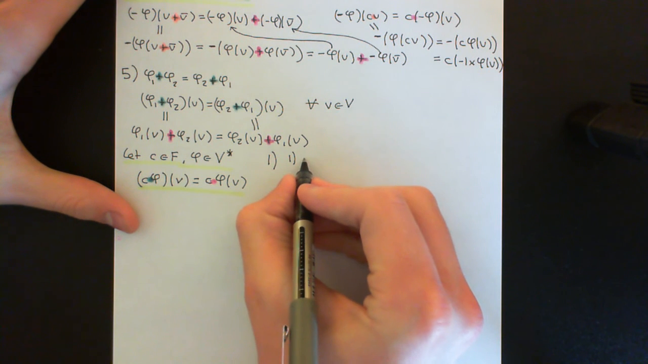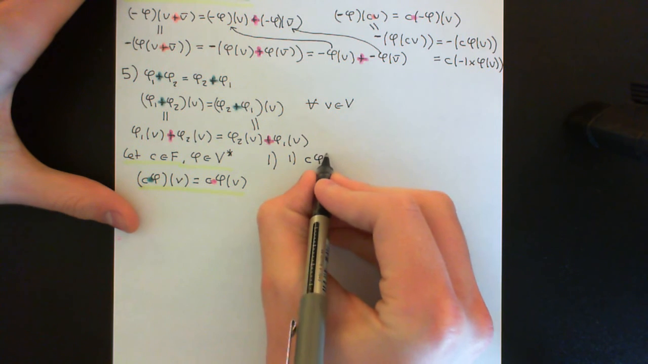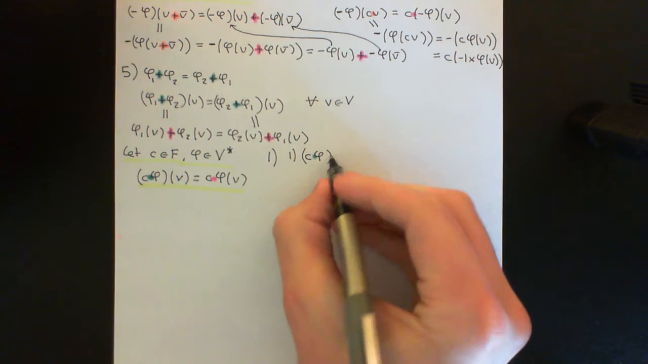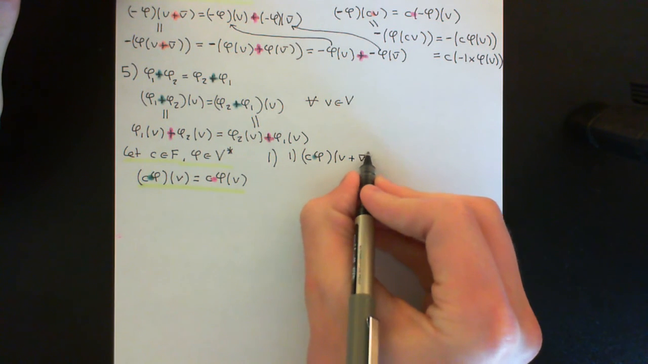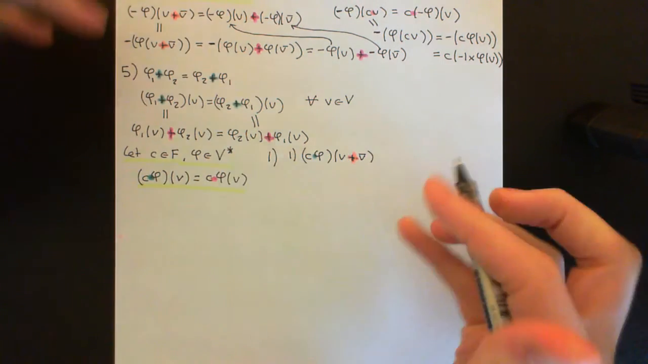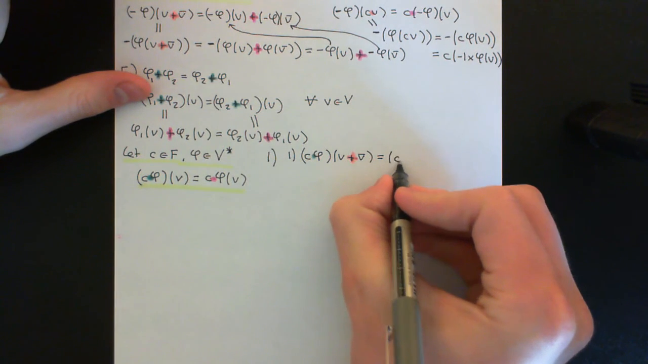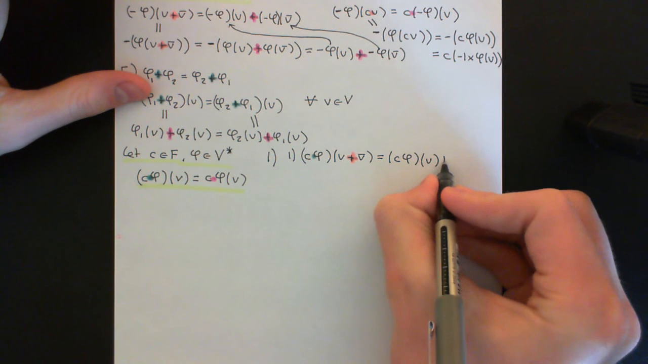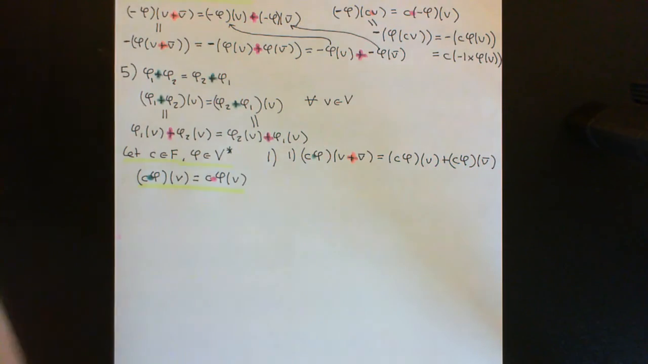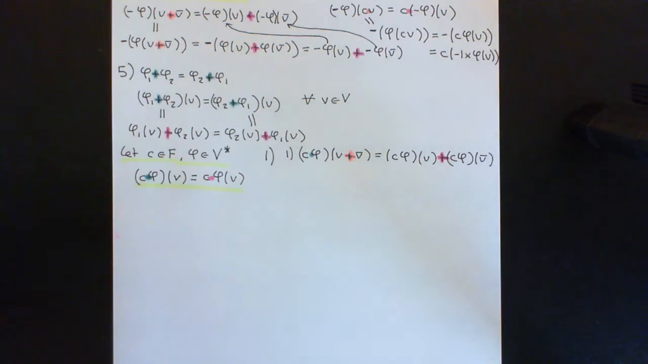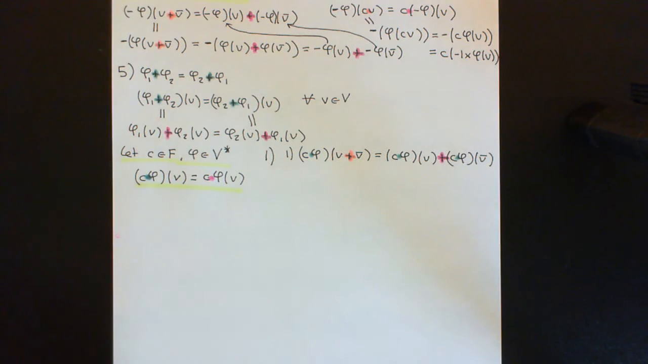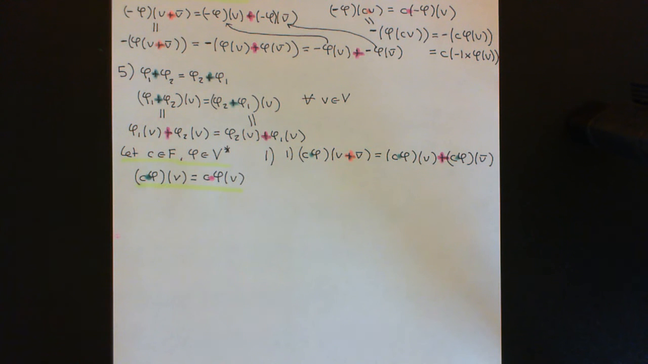So what we need to check, criterion number 1 then, is that c times phi, where that's going to be multiplication in our dual vector space, of two vectors v plus v bar here, where this here is addition in the original vector space capital V, we need to check that that's going to be the same as c times phi of v plus c times phi of v bar, like so, where this here is addition in the field. And of course this is still multiplication in the dual vector space. Right, so we need to try and prove that.